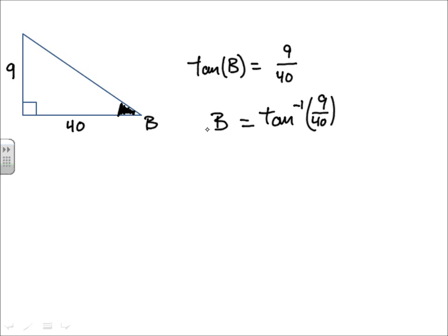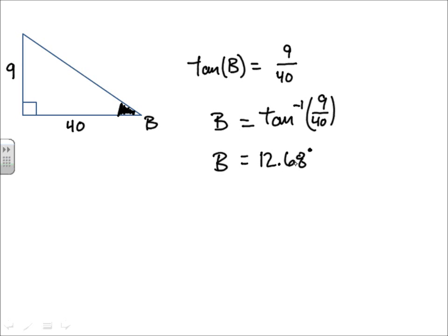Now it just remains to evaluate what this expression is. On your calculator, you'll notice that right above the tangent key itself there is this function, so you may need to use your second function. So if we hit shift inverse tangent, we want to do the inverse tangent of 9/40. And when I evaluate this on my calculator, I get that B is 12.68 degrees, rounded to the nearest hundredth of a degree.